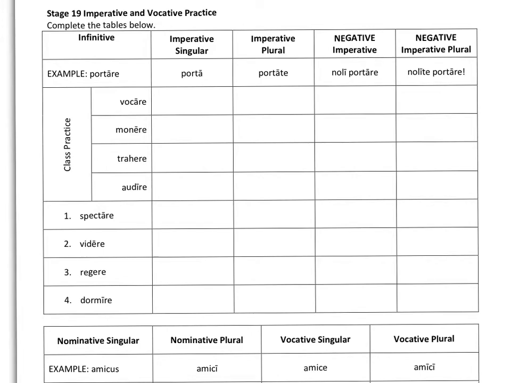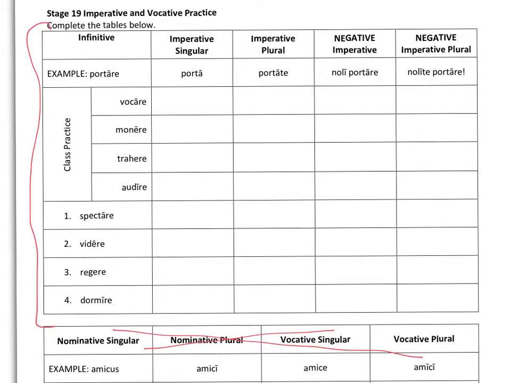Remember, you don't have to do the vocative practice at the bottom of the page, so don't worry about everything on the bottom. We just need to do this table right here. So you should probably start by reviewing your notes on the imperative that we took in class today.